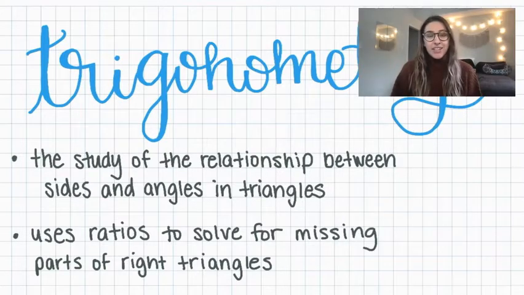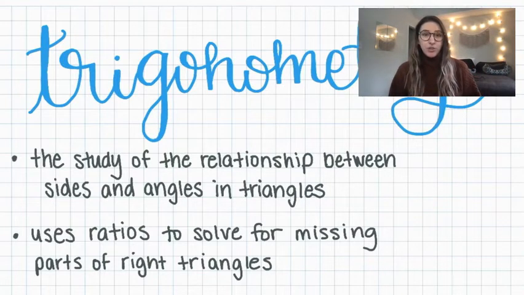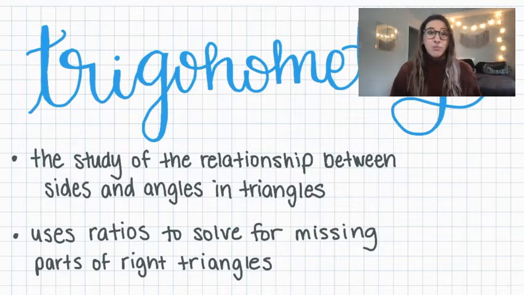So trigonometry is the study of the relationship between angles and sides in triangles, and most of the time we use trigonometry to set up equations to solve for missing sides or angles in triangles. So we need to go through the different types of trigonometric ratios that there are, how to set them up, and how to know which one to use.